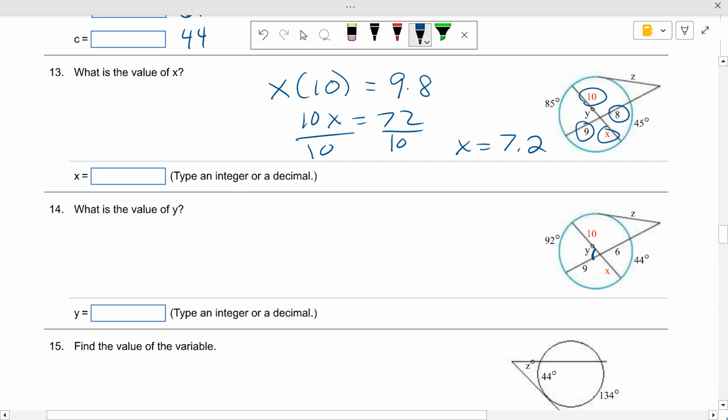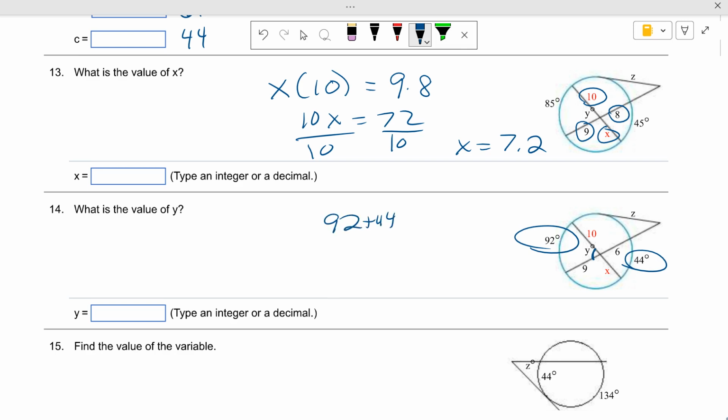If the angle's on the inside, we add up the two arcs that cut it off. So we take 92 and 44, add them together, and take half of that. So 92 plus 44 is 136. Half of 136, 68.